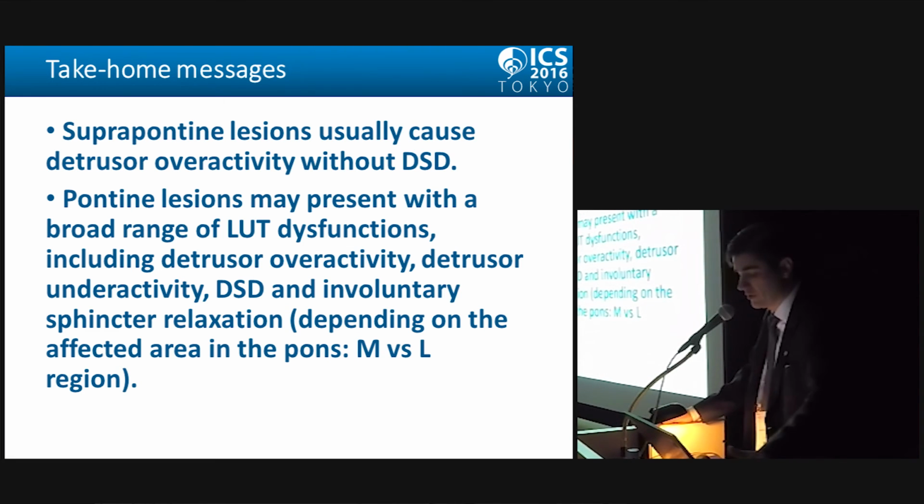As take-home messages, we know that suprapontine lesions usually cause detrusor overactivity without detrusor sphincter dyssynergia. Pontine lesions may present with a broad range of urinary tract dysfunctions, including detrusor overactivity, detrusor underactivity, DSD, and involuntary sphincter relaxation, depending on the affected area in the pons, which may be the M or the L regions.